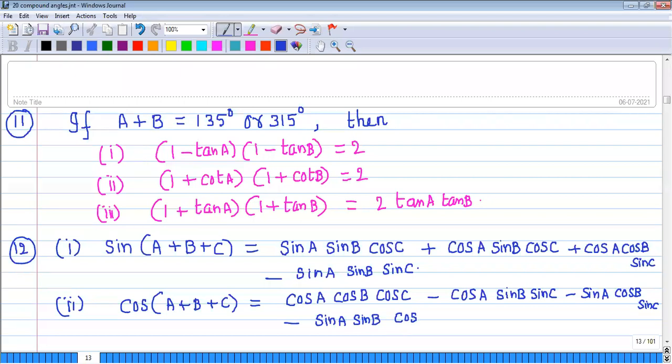Yes, don't remember this formula, but if necessary, let us make use of it. But tan of a plus b plus c is very important. You need to remember tan of a plus b plus c. That's very, very important.